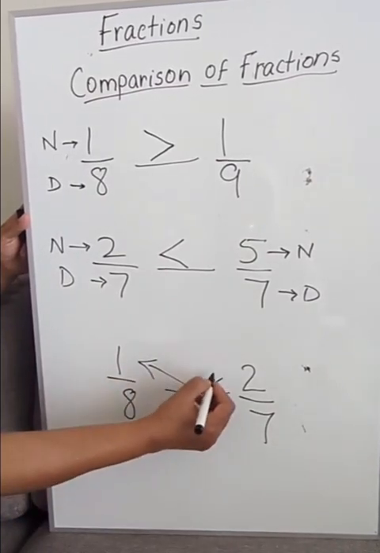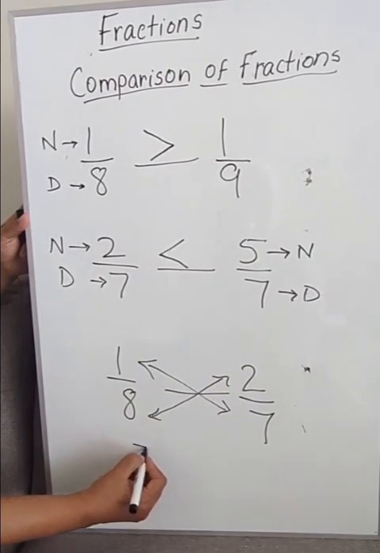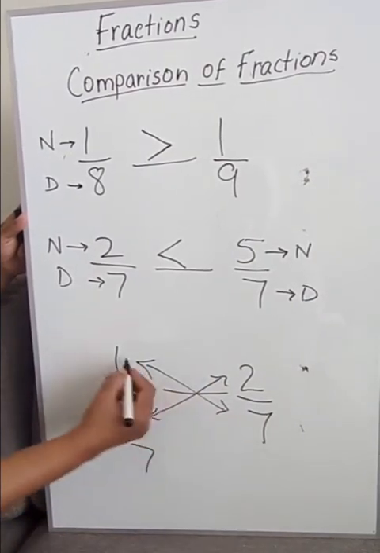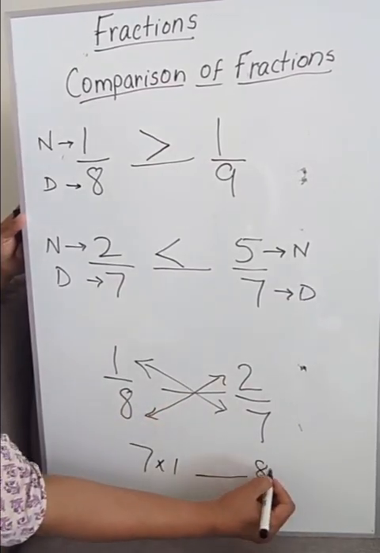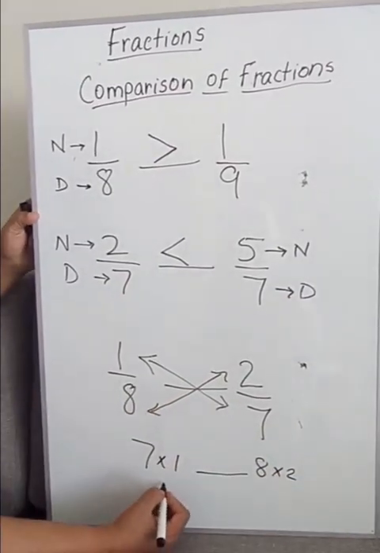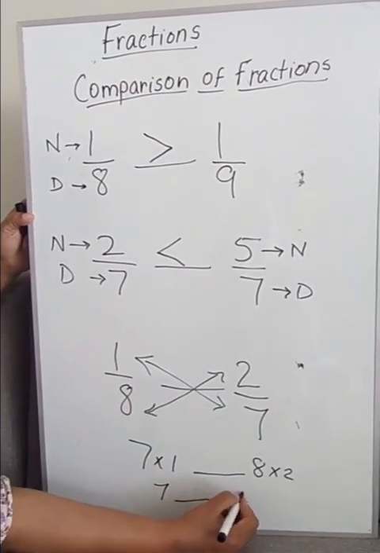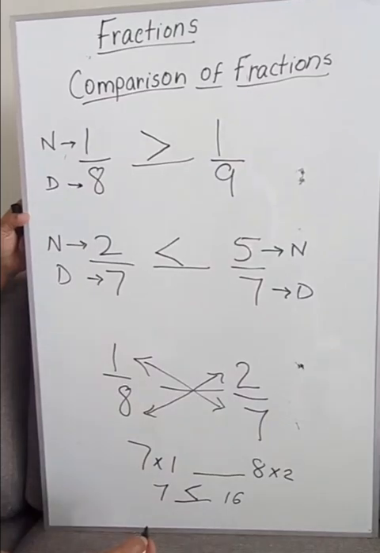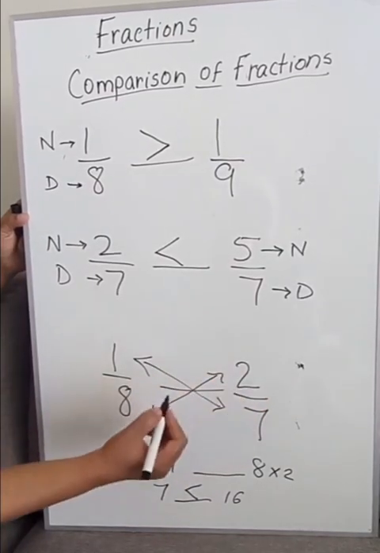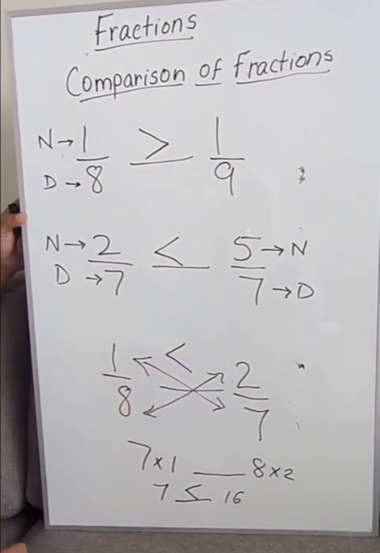So when you cross multiply, 7 times 1 is 7 and 8 times 2 is 16. So between 7 and 16, which is bigger? Of course 16 is bigger. So this fraction, which is 2 upon 7, is greater than 1 upon 8.